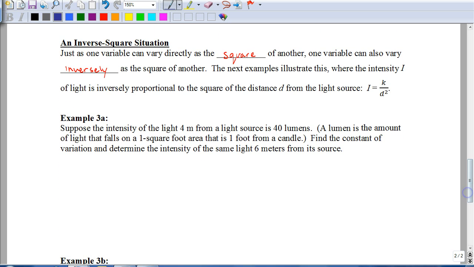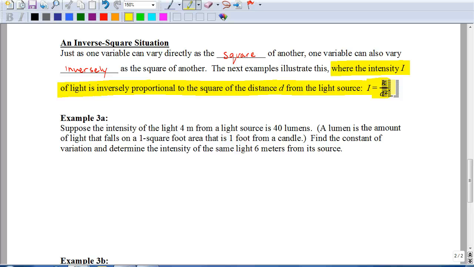Now, just like yesterday when we were dealing with direct variation, sometimes we could say something very directly as a square of something else. Same thing with inverse variation. Now, we haven't dealt with exponents yet, but that's what we're going to look at now. And we want to make sure that you also get this formula written down. This formula is referring to light intensity, where the light intensity is inversely proportional to the square of the distance from the light source. Now you're going to have some questions in your homework assignment dealing with this.